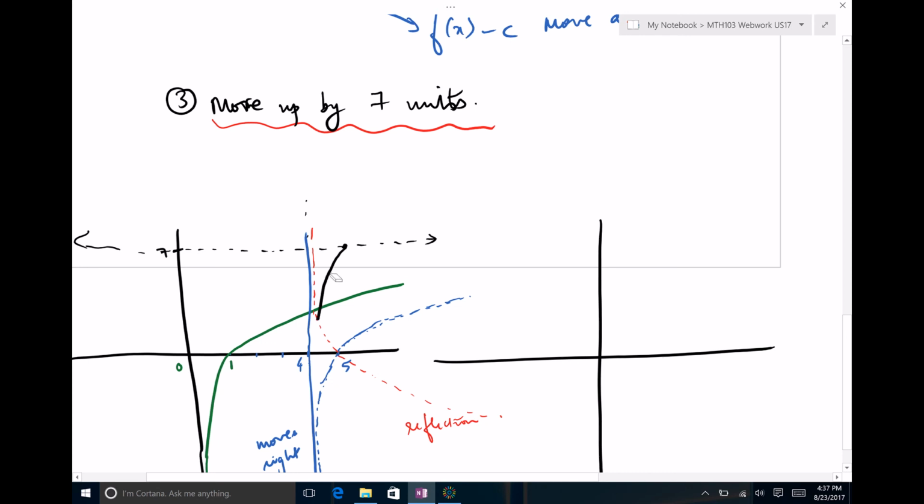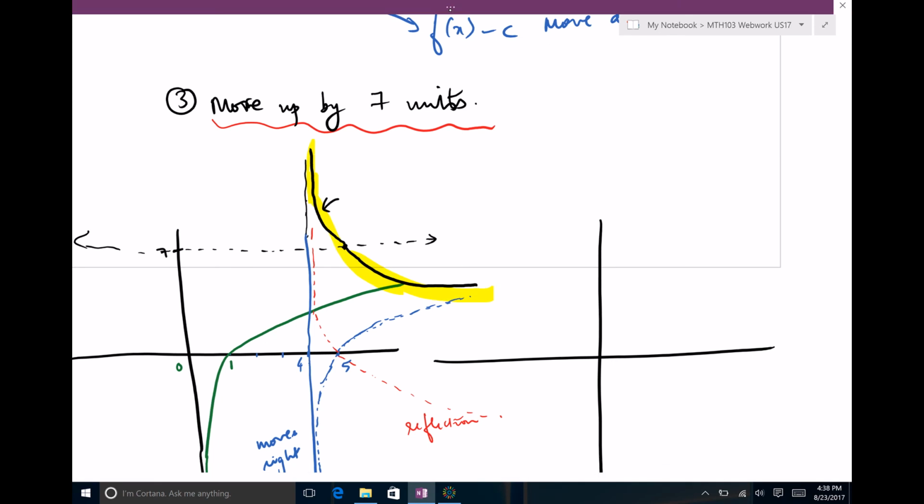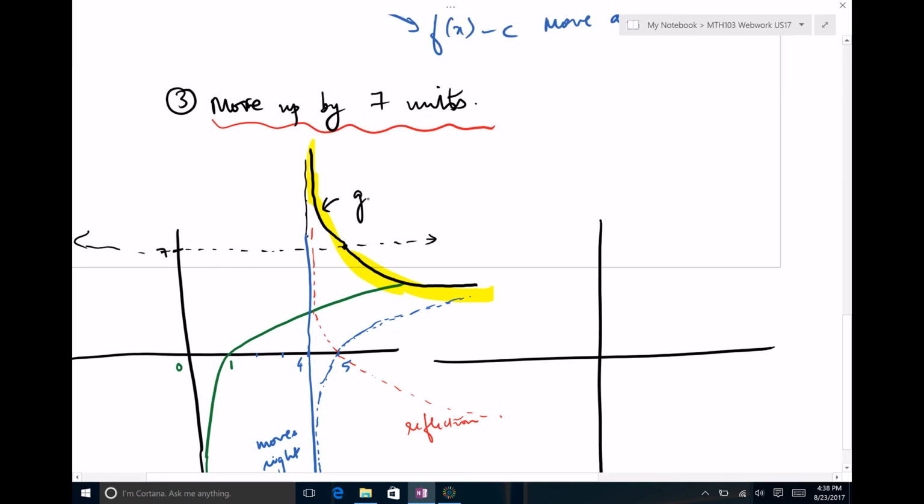Oh, never mind, it's supposed to be upside down, so it's the red graph that's moving up. So your graph is going to look somewhat like this. Okay, so this is the graph that you're looking for. Let me highlight that one. This one is your graph of the function g of x. Okay, and we're done.